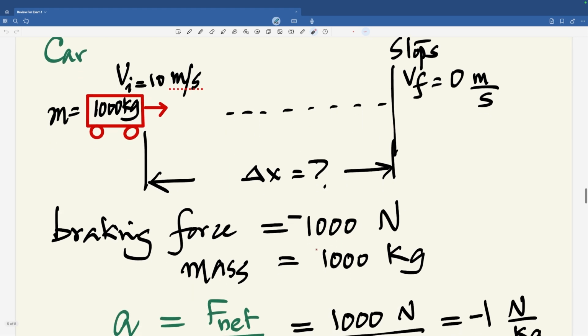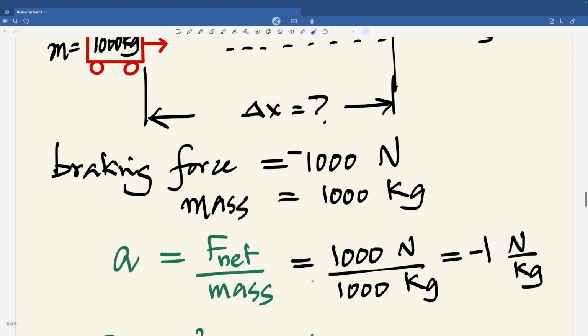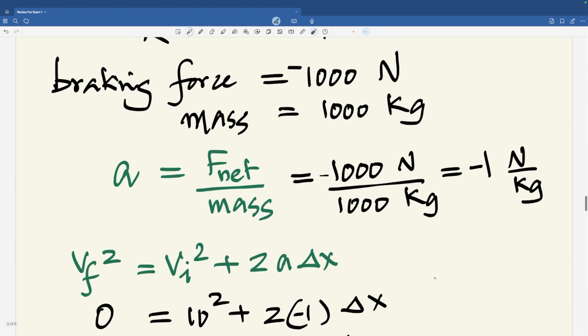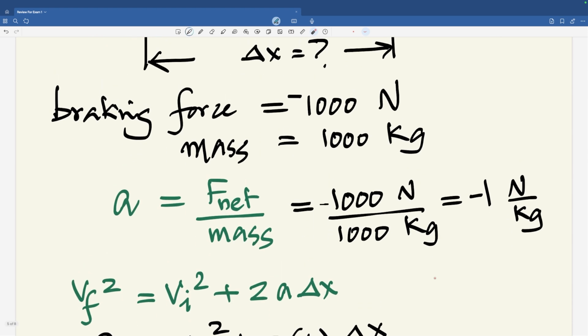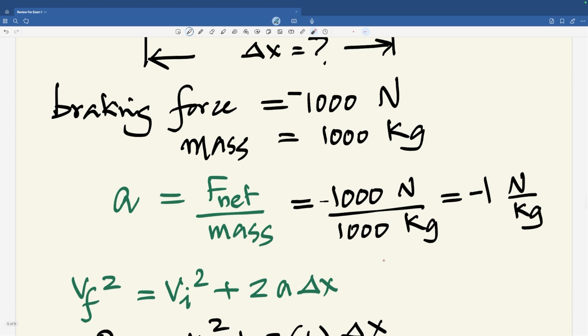So once you have the force and the mass, you can find the acceleration. Just dividing the force by the mass. Since both are 1,000, I got to put negative there. So since both are 1,000, you're going to get negative 1 Newton per kilogram. So you got negative 1 Newton per kilogram or meter per second squared. Same thing. Once you get that, use the kinematics formula.